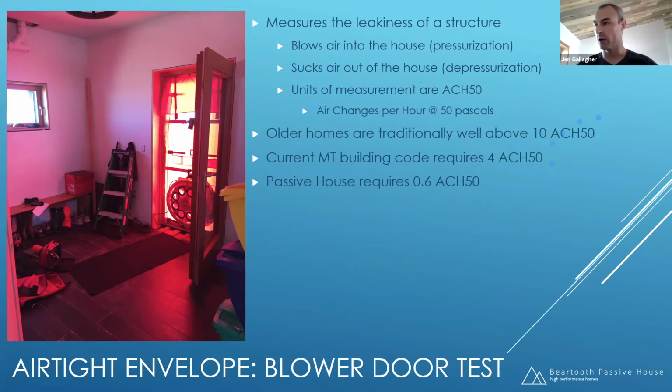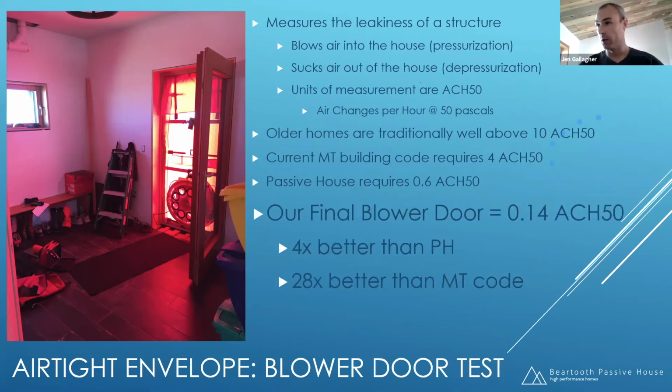Passivhaus requires 0.6 ACH 50, so 6.5 times tighter than the current Montana building code. That's what Passivhaus requires. Our final blower door that we did, I can't remember when we did it, earlier this year, was 0.14 ACH 50. So we were 4 times better than Passivhaus and 28 times better than Montana code.